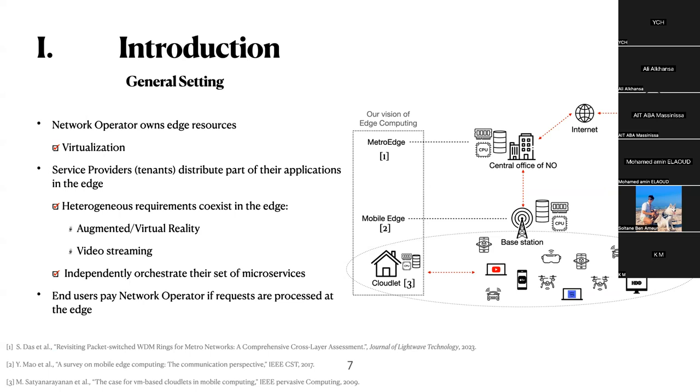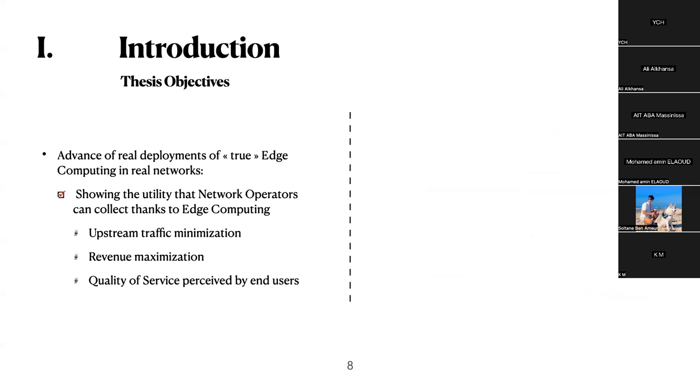We will assume in general that the end users pay the network operator if the requests are processed at the resources installed in the edge. So the objective of this thesis is to advance the real deployment of the true edge in real networks by the network operator, by showing them the utility that they can extract from edge computing. Such utility can be minimizing the upstream traffic, maximizing the revenue of the network operator, or enhancing the quality of service perceived by the end users.